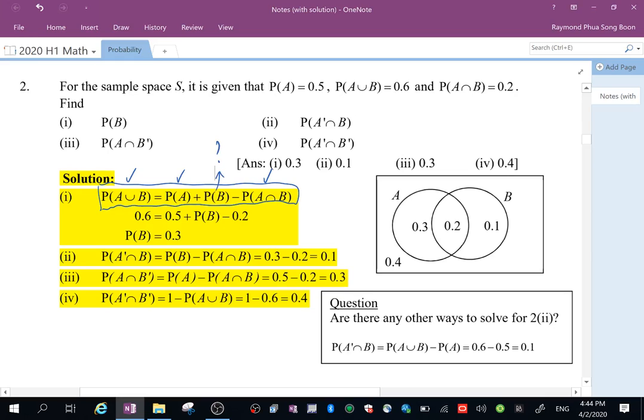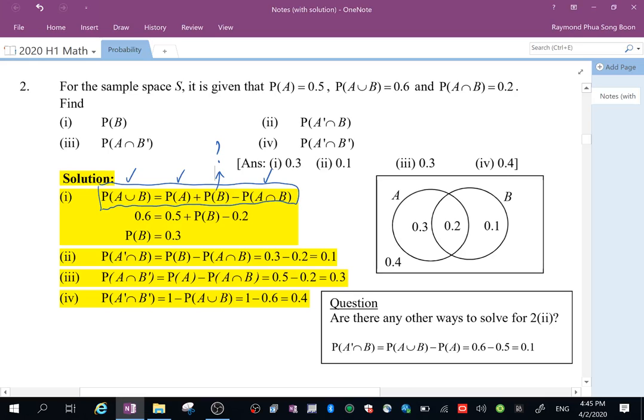Okay, part 2, the probability of A prime intersect B. In layman's terms, that means in B and not in A. We can use the strategy of drawing a Venn diagram and put down all these probabilities. P(A) is 0.5 and A intersect B is 0.2, so this part will be 0.5 minus 0.2, which is 0.3. And the part in B and not in A will be P(B) minus P(A intersect B), which is 0.3 minus 0.2, so this is 0.1. In total, A union B adds up to 0.6.